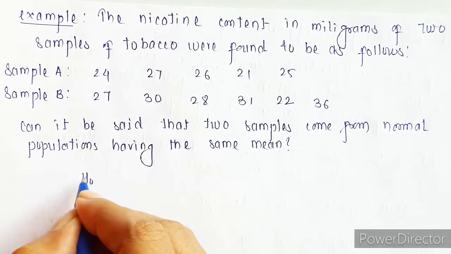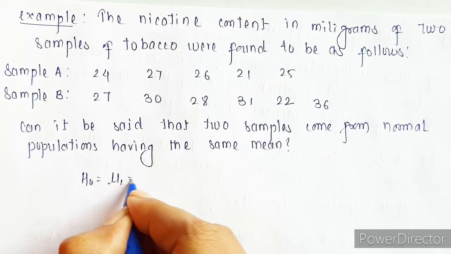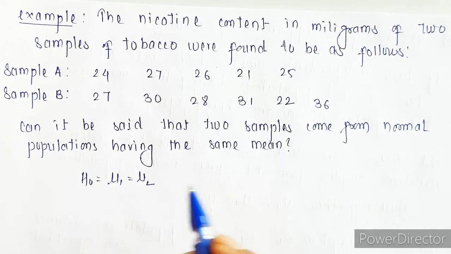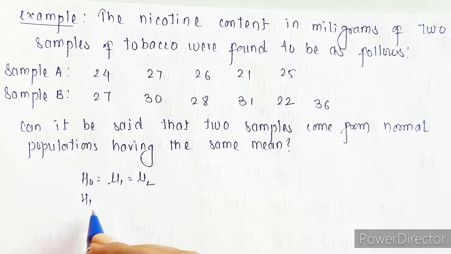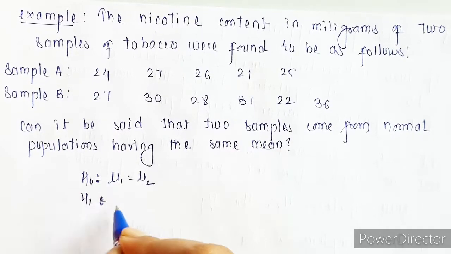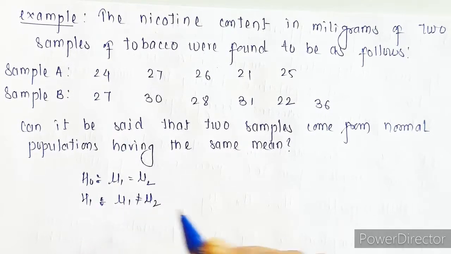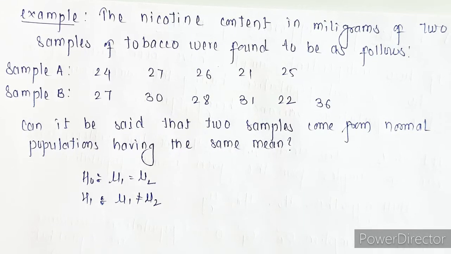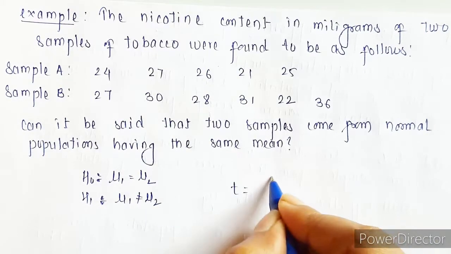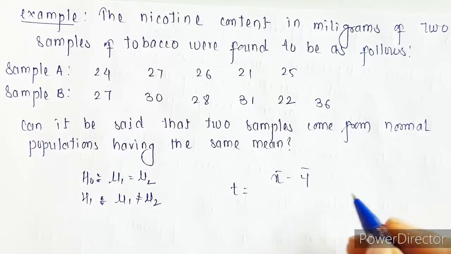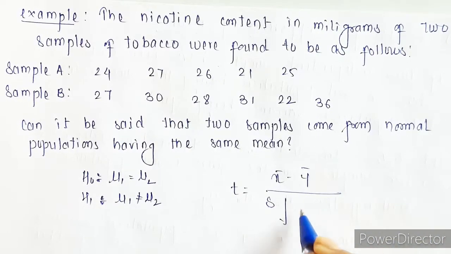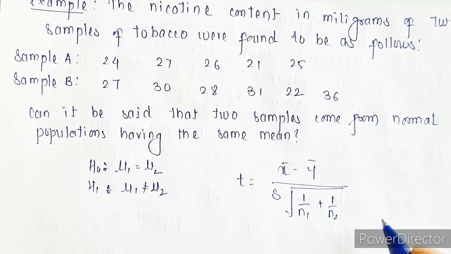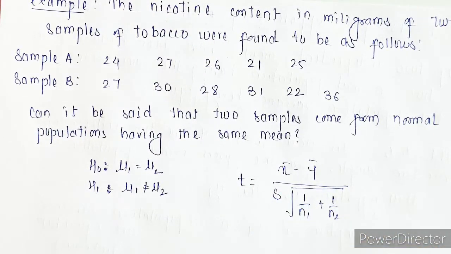So what will be our null hypothesis? The null hypothesis will be mu1 equals mu2, that is, the population mean of the first one equals the population mean of the second one. What will be the alternative? Mu1 is not equal to mu2. Now, what is our t-test? It is x bar minus y bar upon s into the root of 1 upon n1 plus 1 upon n2. So we need to find x bar, y bar as well as s.